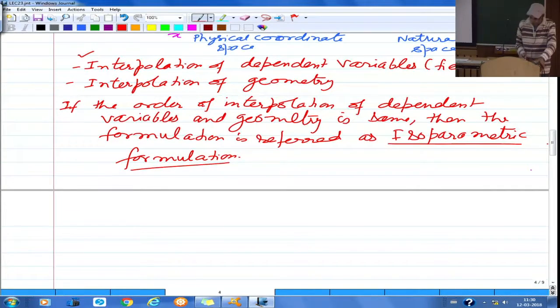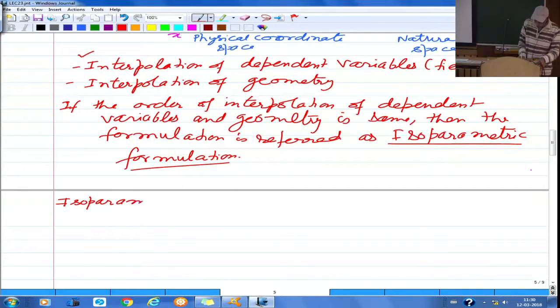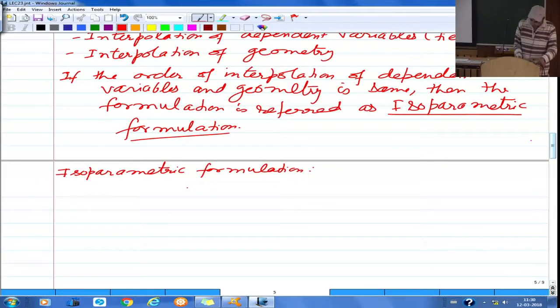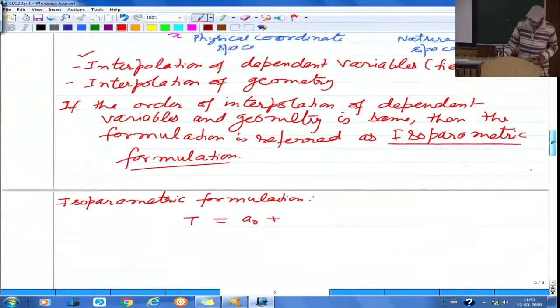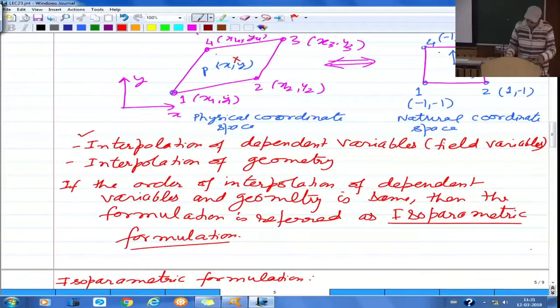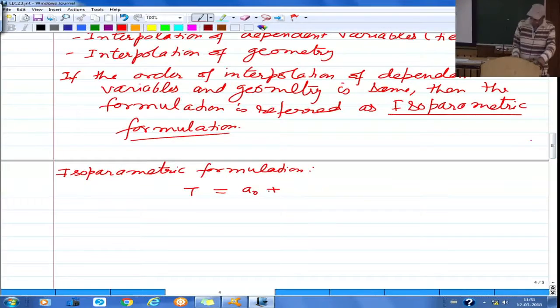So now when you say isoparametric formulation, what we are essentially saying is, let us say we consider the same heat conduction problem. In case of isoparametric formulation, we will have to interpolate both the field variable, that is T, but this interpolation we are going to write in the natural coordinate space. So T we will be writing as a0. Now T is a primary variable, so there must be degrees of freedom at each node, node 1, 2, 3 and 4. So there must be 4 terms in the approximate solution.